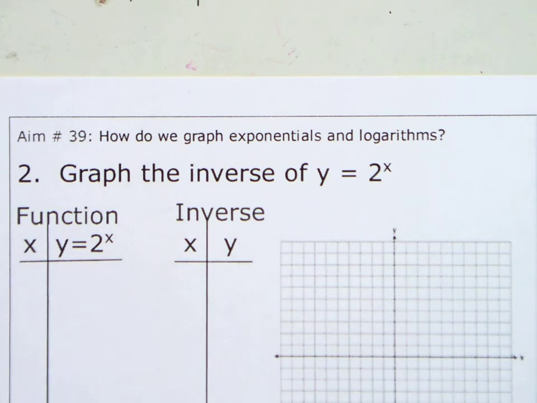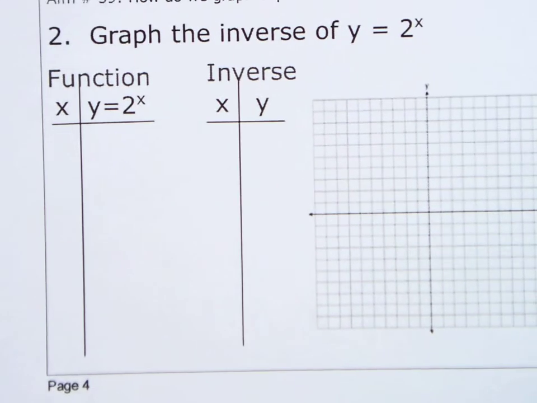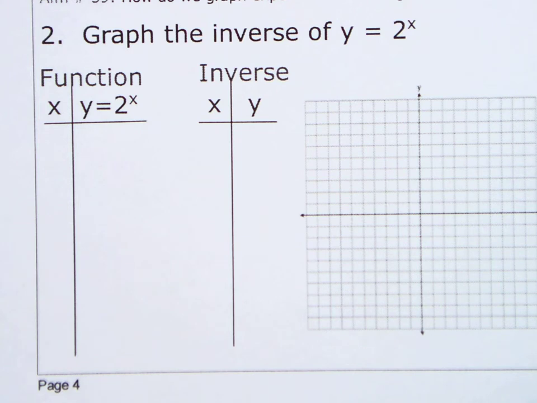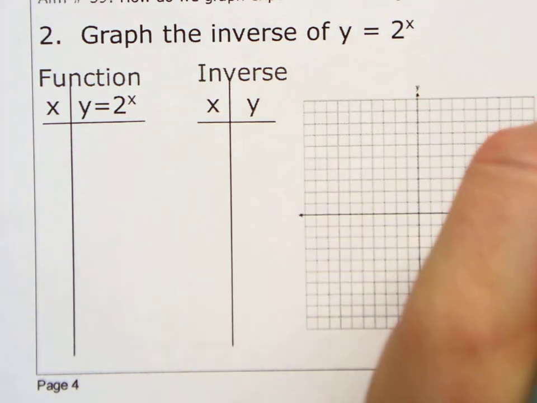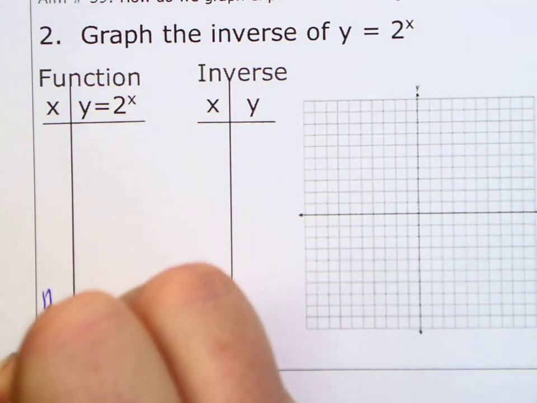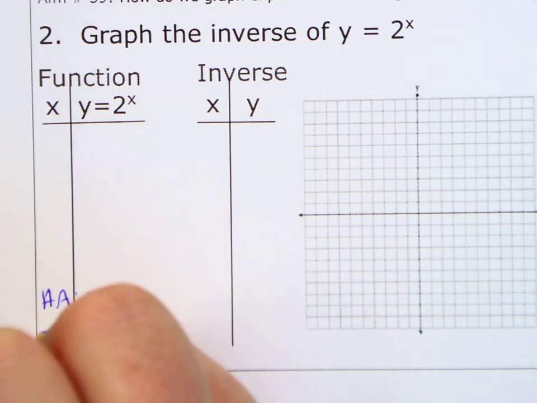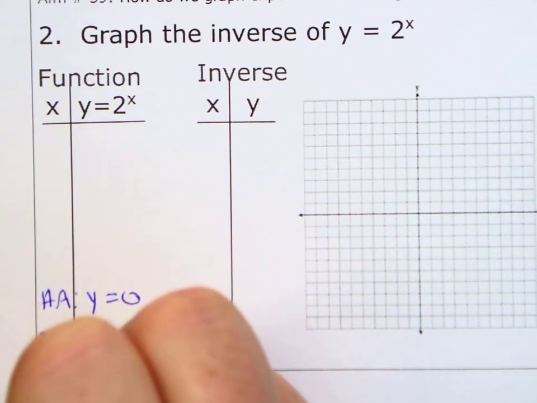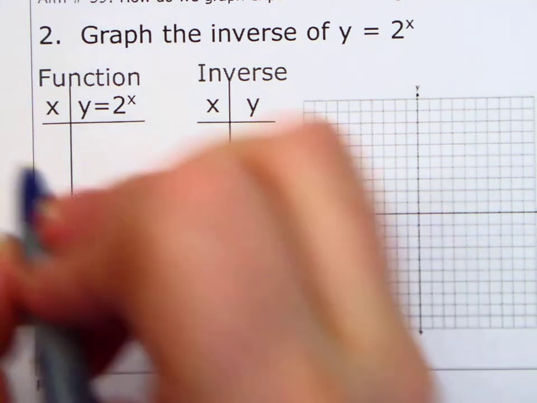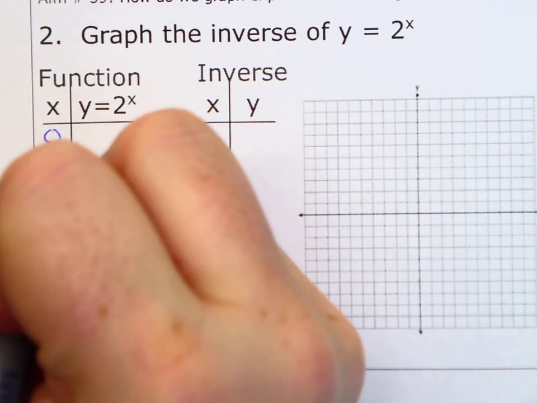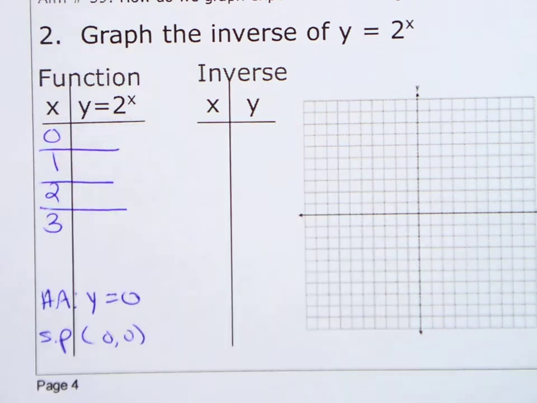I lost it. Where's my next page? There it is. All right, so 2 to the x. Start with our basic, right? We know how to graph this. We've graphed this a ton of times. What is the horizontal asymptote? Y equals 0. Starting point, 0, 0, and shift. 0, 1, 2, 3.